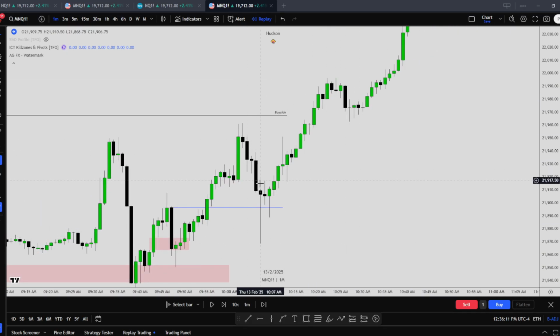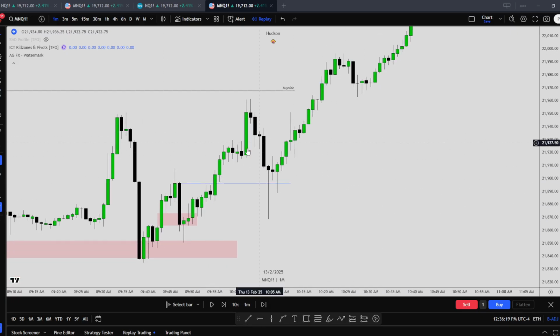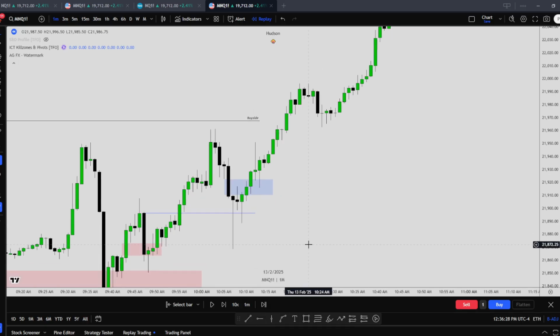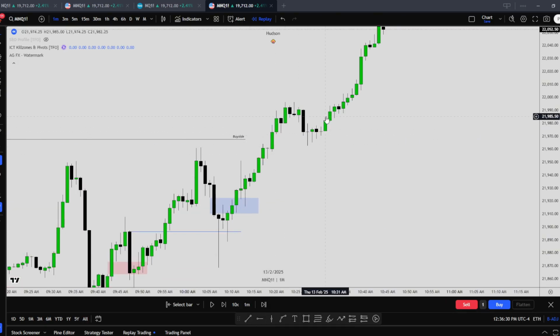So what happens? We come down, tap into this. Also, we have fair value gaps right here, these two that broke through a high, right? So we come down, we hold them and this order block. We also get an inverse fair value gap here. And then we run that buy side liquidity, right?